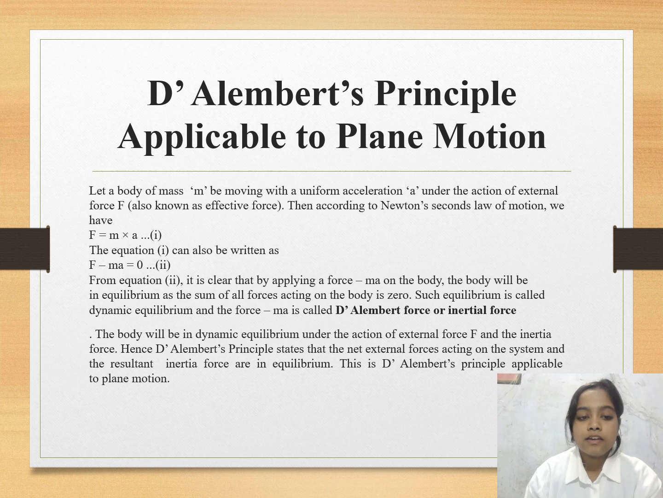equal to ma. Equation 1 can also be written, taking ma to the left-hand side, as F minus ma equal to 0. Now, considering equation 2, it is very clear that by applying a force minus ma on the body, it will be in equilibrium, as the sum of all forces acting on a body is 0. Such equilibrium is called dynamic equilibrium, and the force minus ma is called D'Alembert force or inertial force. We have already seen this.